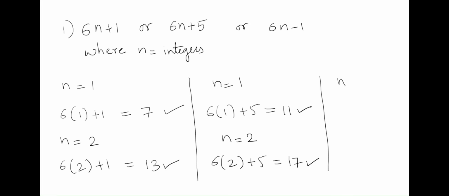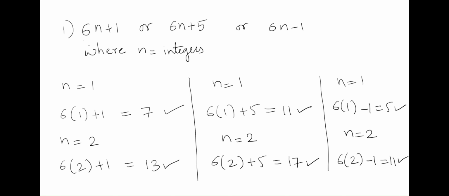Now let's see n equals 1 in 6n minus 1. 6 ones are 6, minus 1, which is 5, which is a prime number. If you take n equals 2, it is 6 twos are 12, minus 1, which is 11. It is also prime.